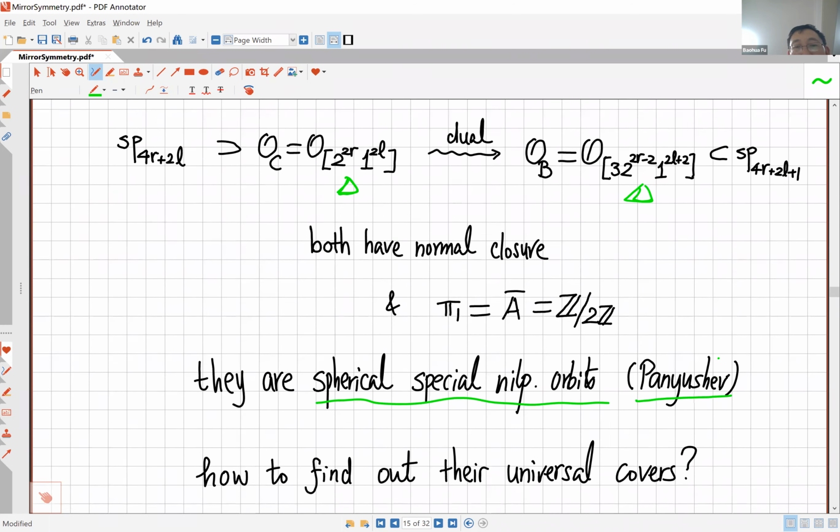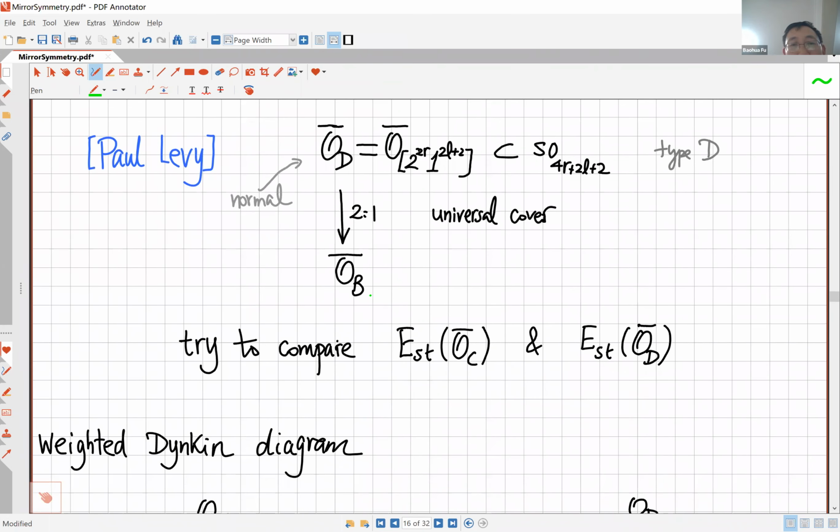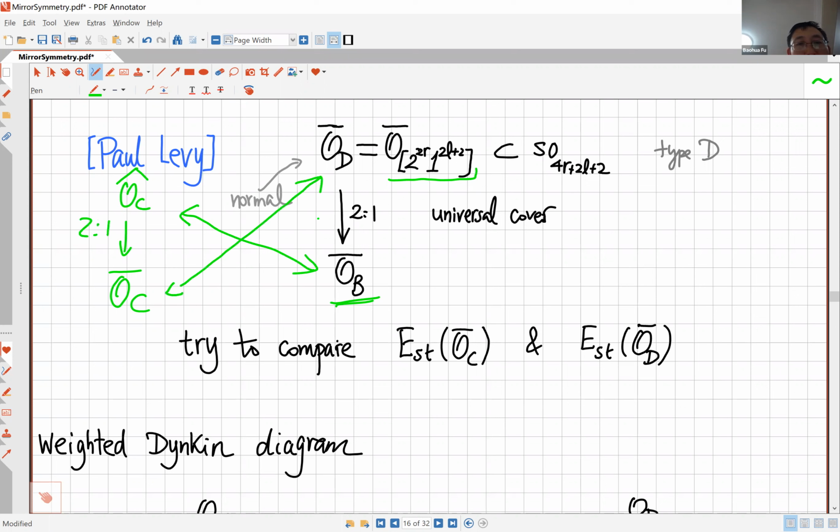And then the problem is how to find the universal cover. Both have fundamental group just Z mod 2Z, so both have a double cover, and then how do we find this universal cover? We are very lucky for this OB, because Paul Levy found that it has a double cover given by a nilpotent orbit in type D, given by this one. Recall we have this OC, and then this OC, the universal cover. We want to check whether this is a mirror pair, this is a double cover, and also whether this is a mirror pair.